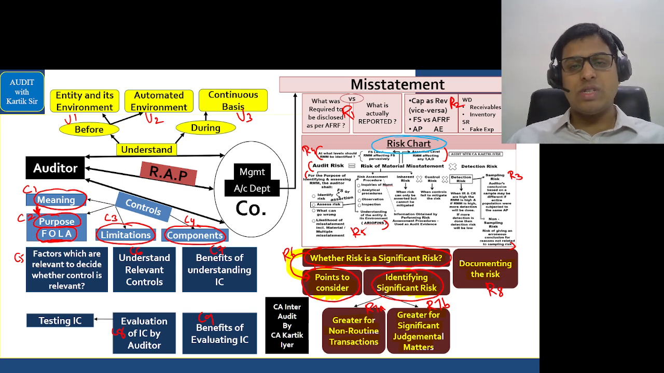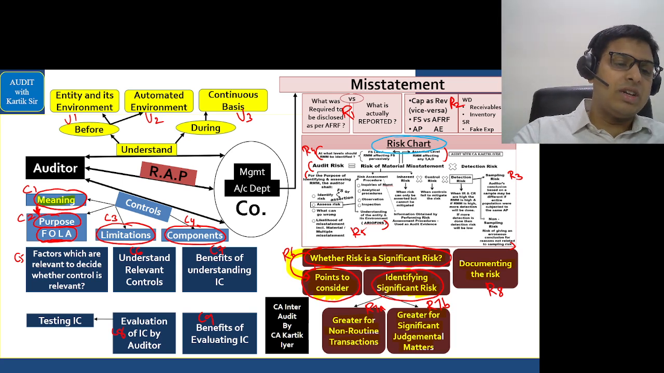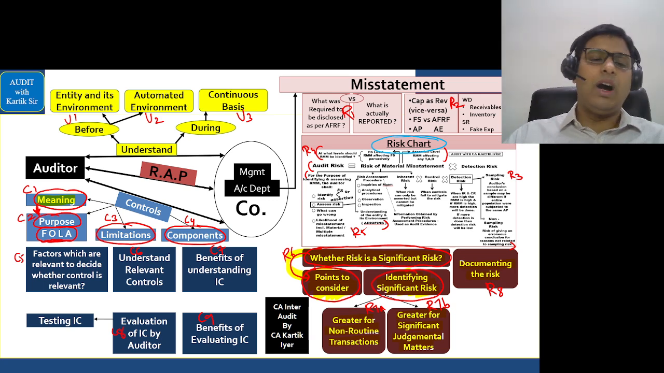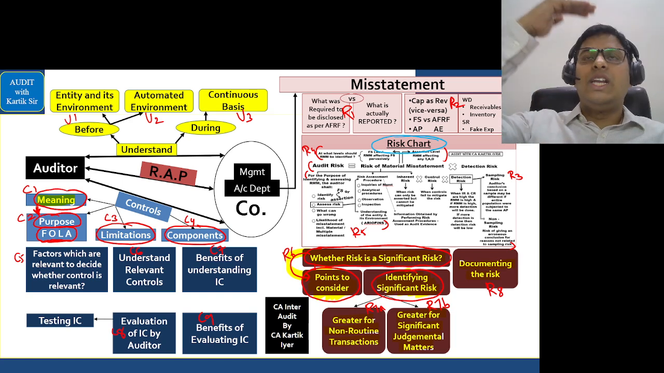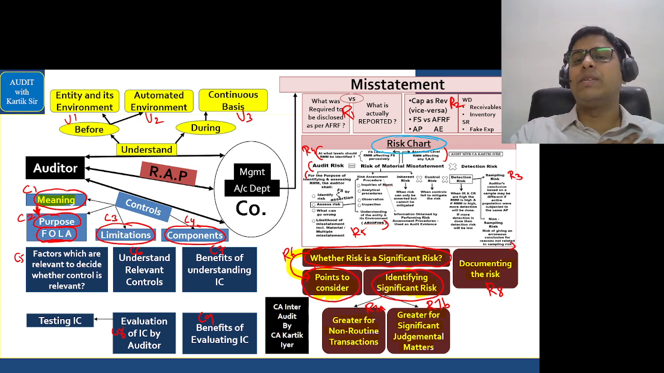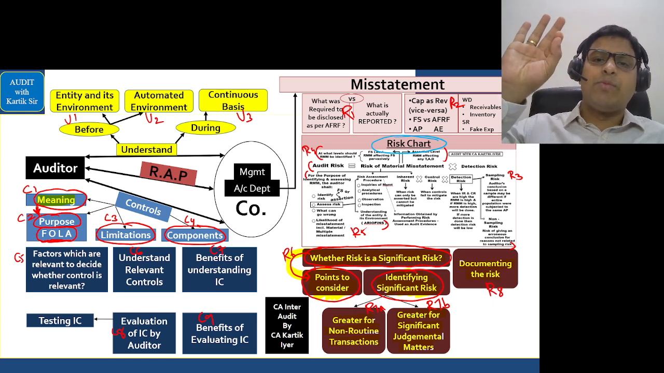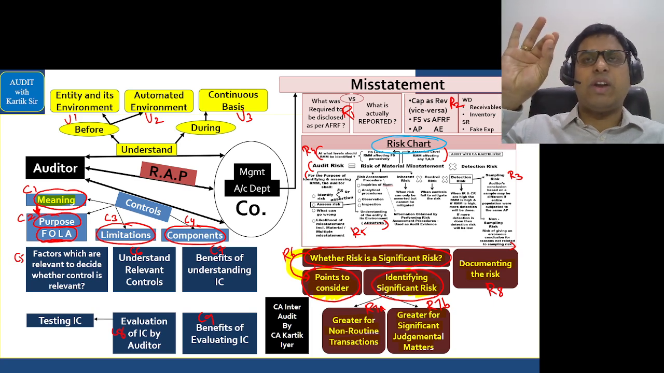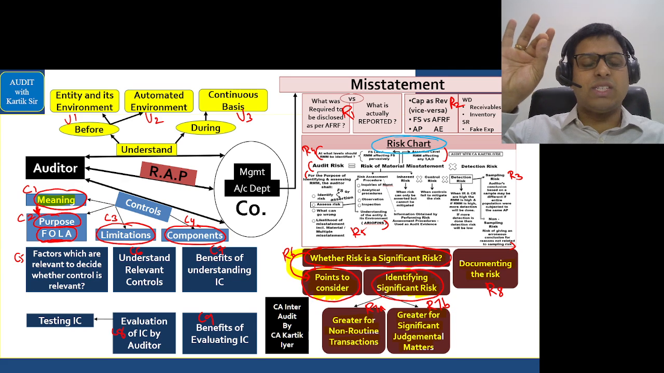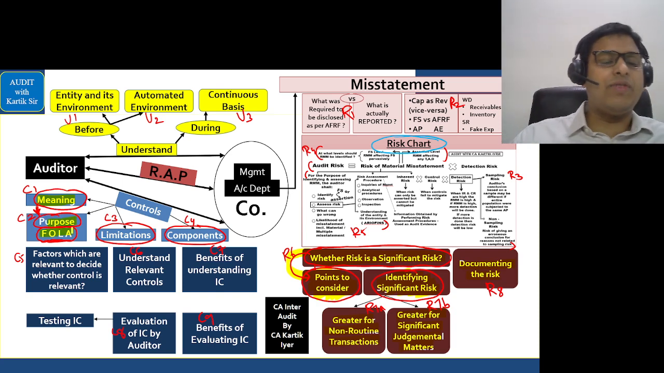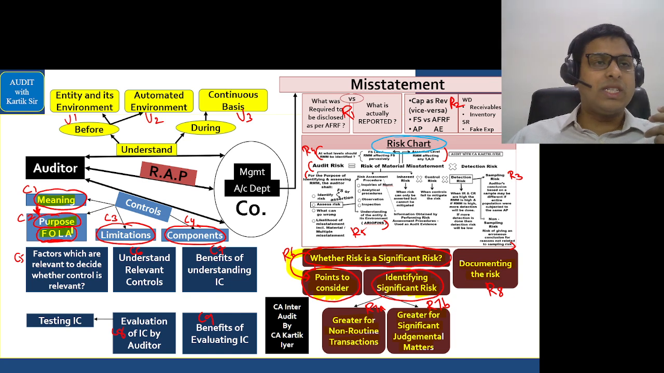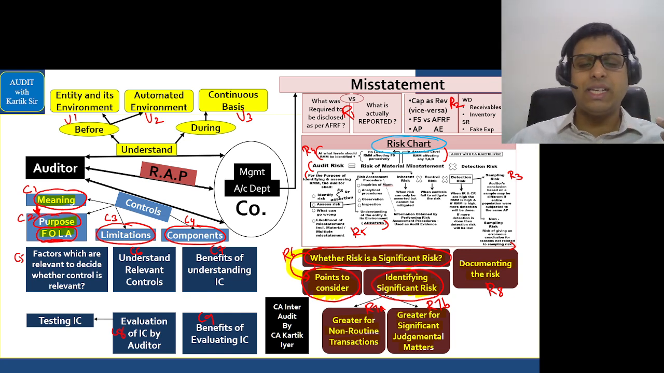Now let's go to the controls area. In controls we had done the meaning of controls. Tell me the meaning of controls. Very, very simple. Internal control is a process that is designed, implemented, and maintained by those charged with governance, management, and employees to obtain reasonable assurance about FOLA: financial reporting reliability, objectives of operations, effectiveness and efficiency, legal compliance, and asset safeguarding. Okay, same thing, purpose, same answer is there, called FOLA. Same thing: financial reporting reliability, operations effectiveness and efficiency, legal compliance, and asset safeguarding.